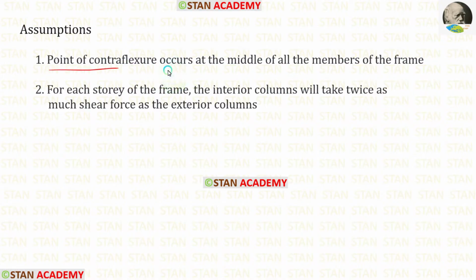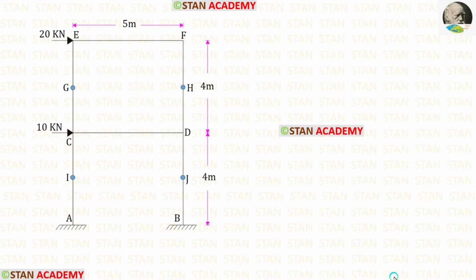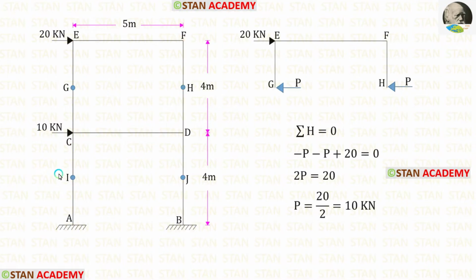Point of contraflexure occurs at the middle of all of the members of the frame. For each story of the frame, the interior columns will take twice as much shear force as the exterior columns. But in this frame, we have only exterior columns. There is no interior column. In this case, both of these columns will take the same shear force. In both of the stories, let us name the center of the columns as I, J, G and H.